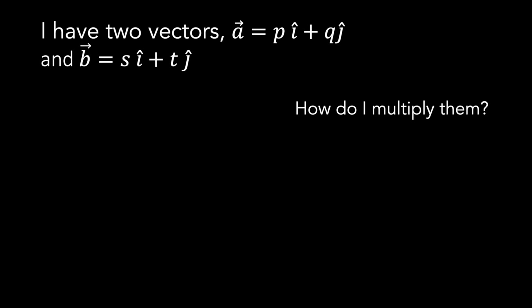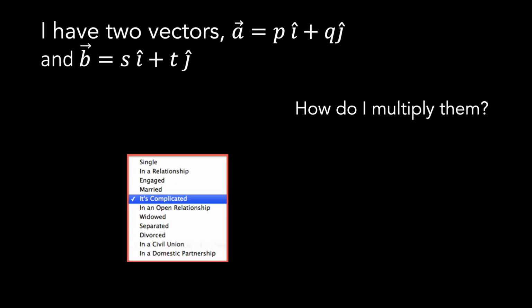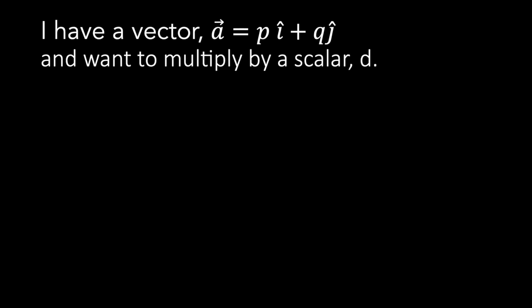Now let's suppose I want to multiply together two vectors. We're not going to do that right now. It's complicated. There's a couple different ways you can do it, but neither is entirely straightforward, and we'll save those for later. But suppose I want to multiply a vector not by another vector, but by some kind of scalar, just a number. We'll call it d. This is also easy. We have that the vector c is just the scalar d times the components of the vector a. So we'd have d times p in the i hat direction plus d times q in the j hat direction.